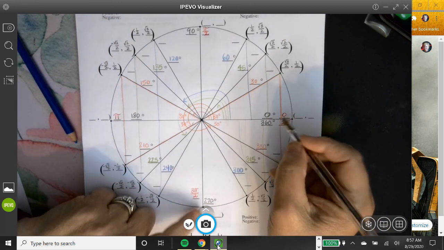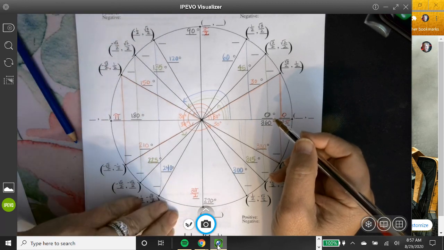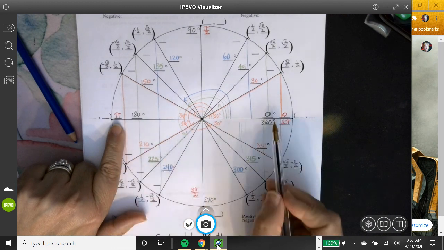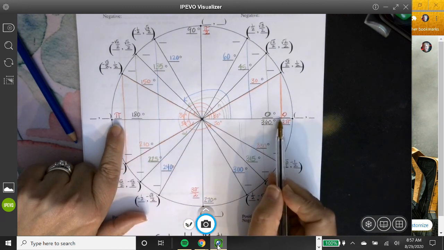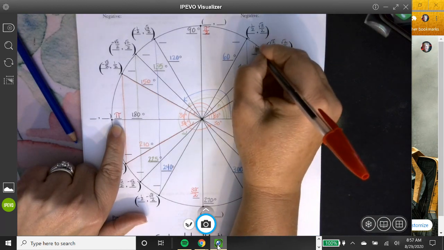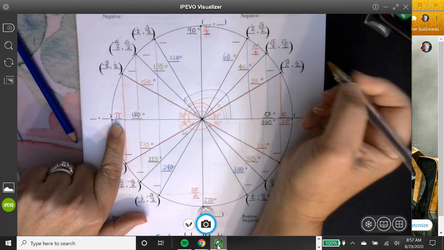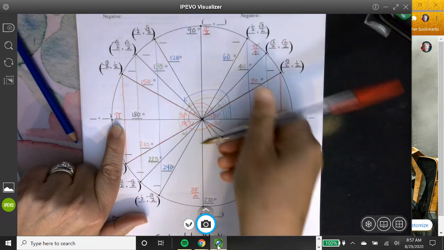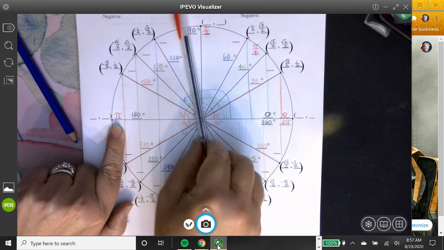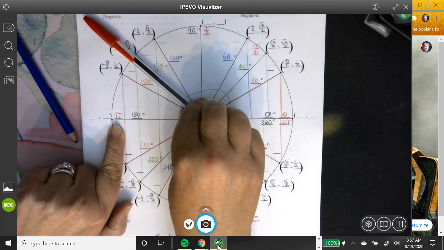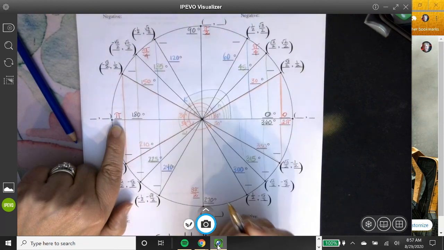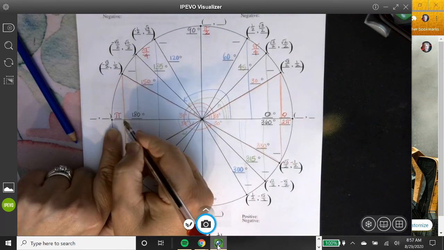Now, I like to do the fourths next, okay, because if I go from 0 to pi and I divide it into fourths, right, this would be pi over 4. Then I'd get to, so this is 1/4 or pi over 4. This would be 2 pi over 4. This would be 3 pi over 4. And then this would be 4 pi over 4.